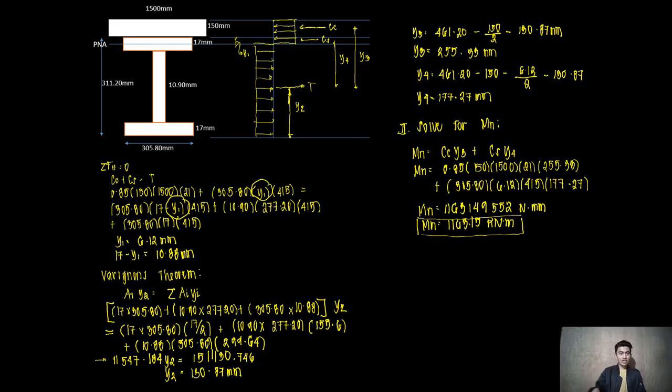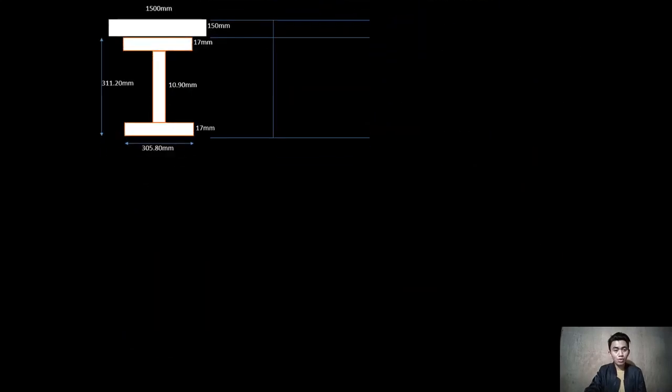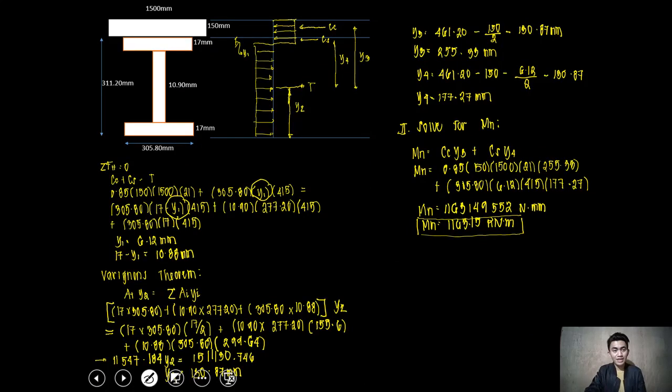Okay, so the question here now is, how about if our plastic neutral axis is located on the web? How are you going to determine that one? That is, the plastic neutral axis is located on the web if the tensile force is greater than the compressive force. So if that's the case, how are you going to compute now for your Mn?